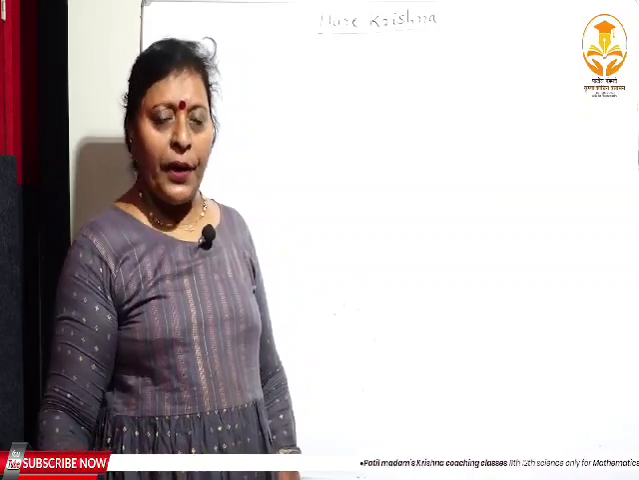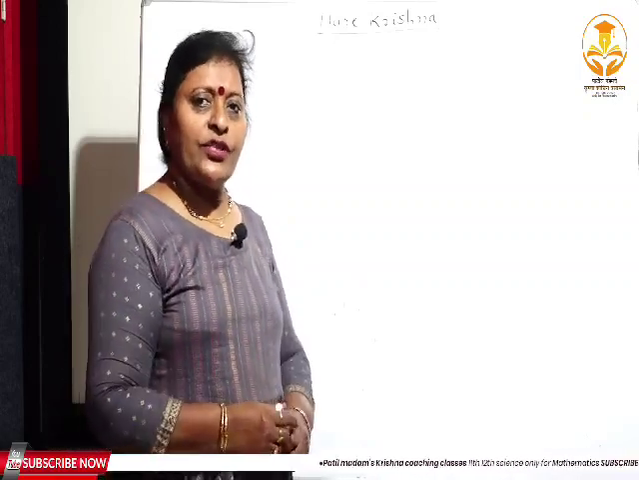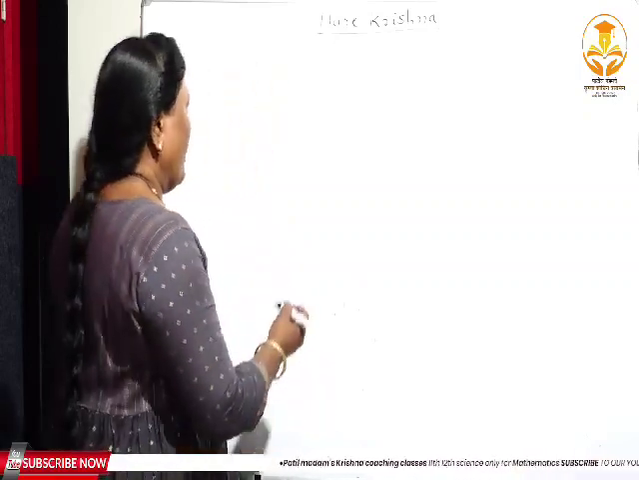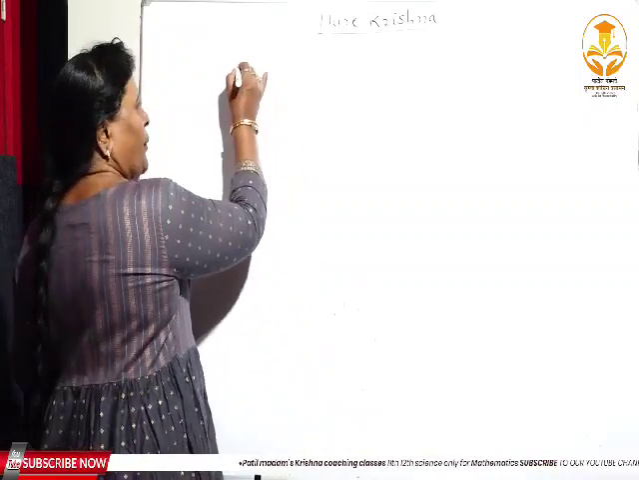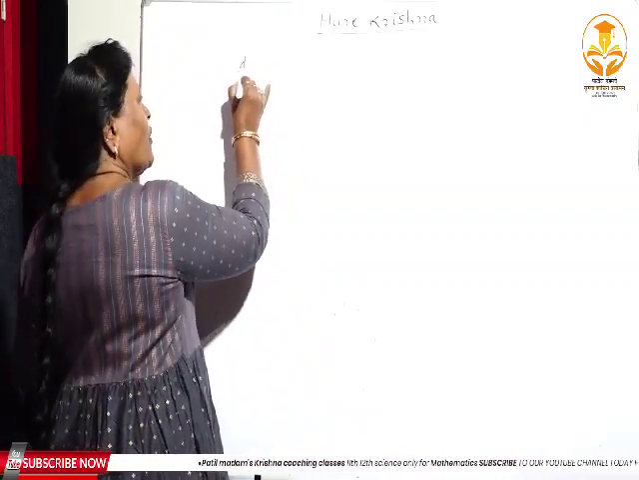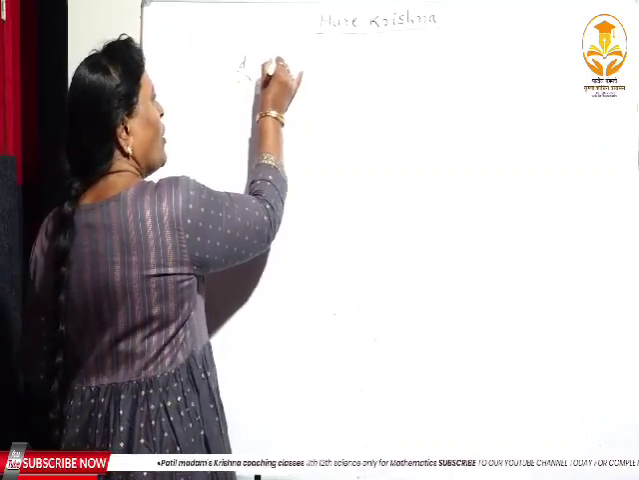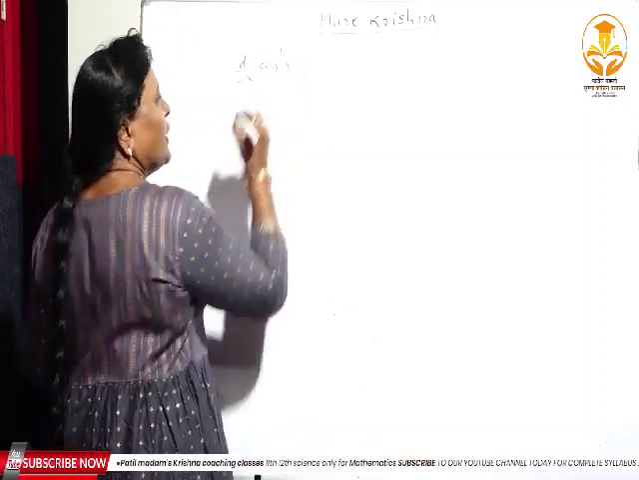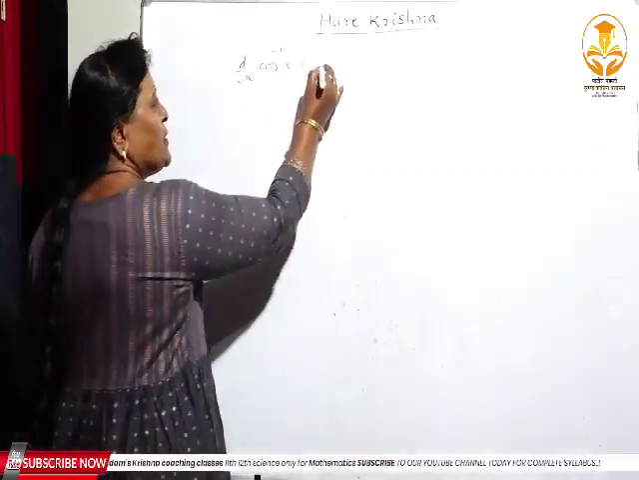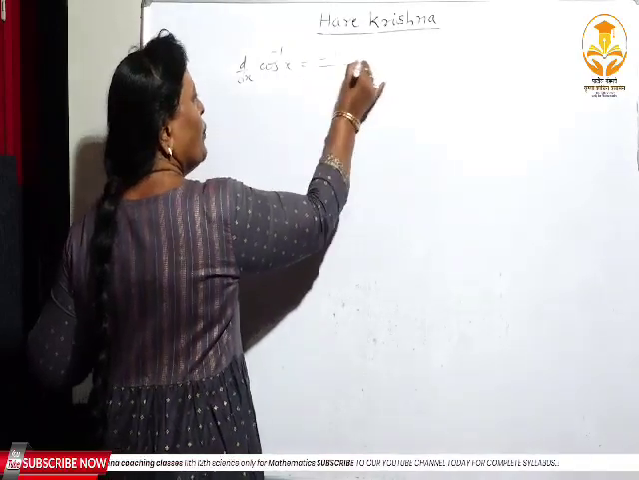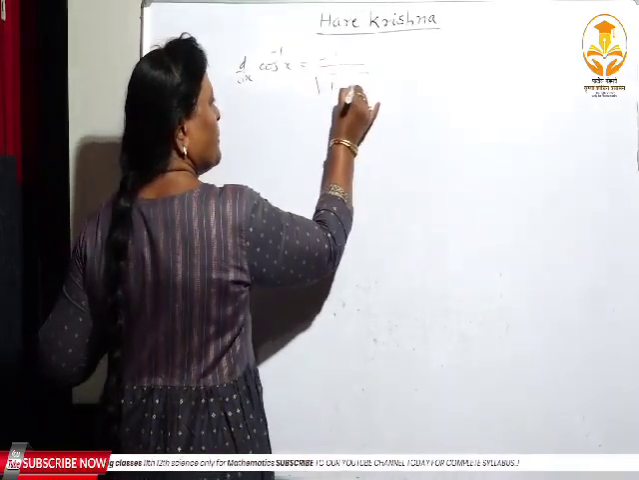Now today I am continuing the inverse trigonometric function. So the second formula, that is d/dx of cos inverse of x. The derivative of cos inverse of x is minus 1 upon root of 1 minus x square.